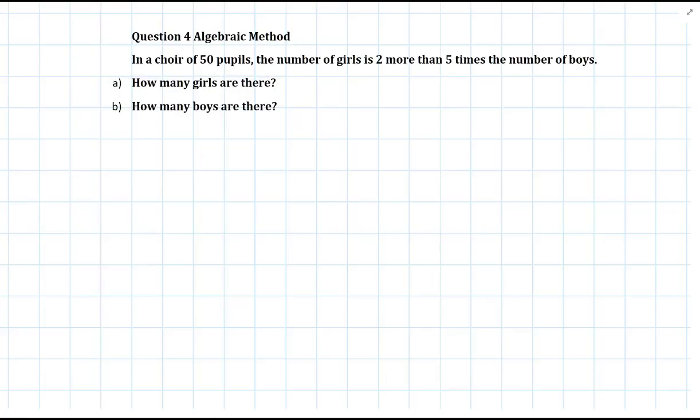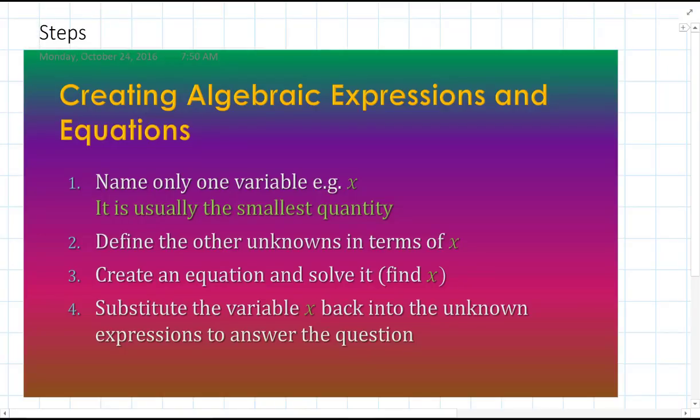Question 4, using the algebraic method. The first thing we need to find out is what is the smallest quantity. The number of girls is 2 more than 5 times the number of boys, so the smallest amount of pupils are the boys. So let's have a look at step 1. Name only one variable, x. It is usually the smallest quantity, which is boys.